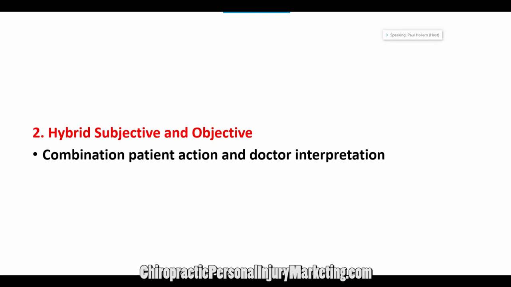But the typical tests that we do, the compression test, foraminal compression test, those are hybrid tests. So those are your main findings when we talk about range of motion, nerve, muscle, orthopedic tests. Same with palpation. For the most part, that's going to be a hybrid type test.